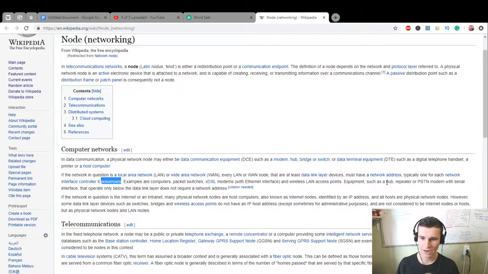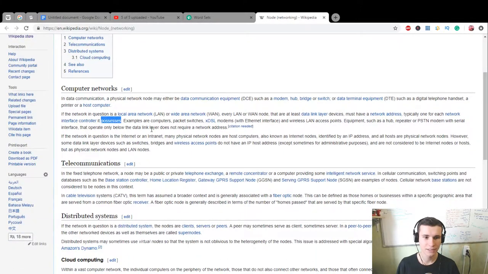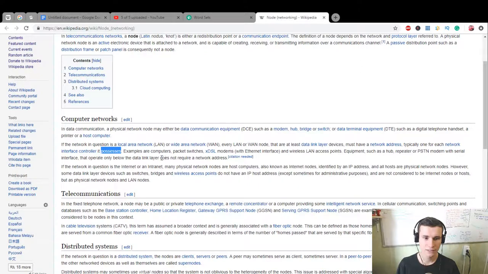Equipment such as a hub, a repeater or a PSTN modem with serial interface that operates only below the data link layer does not require a network address. Require.